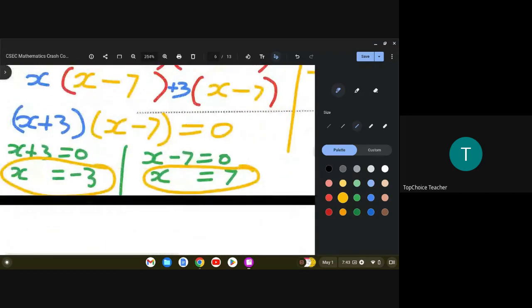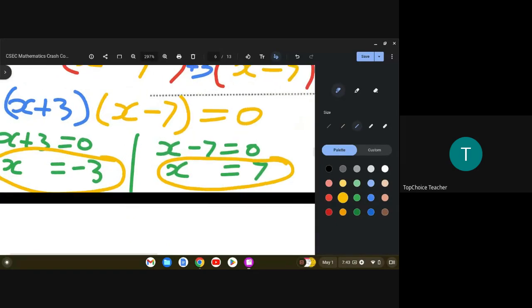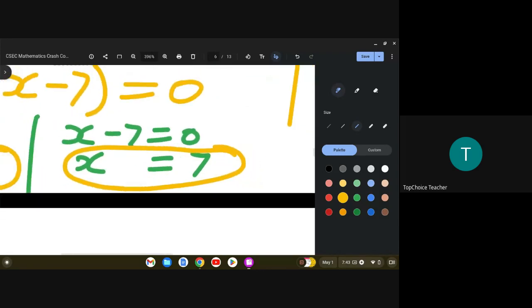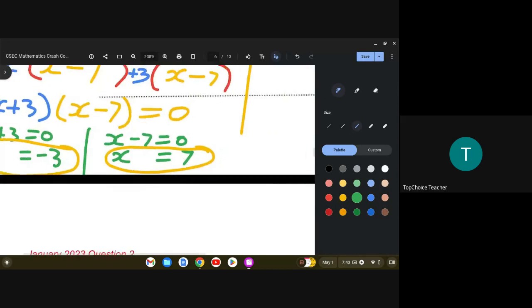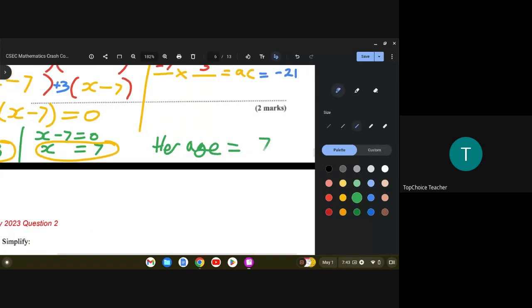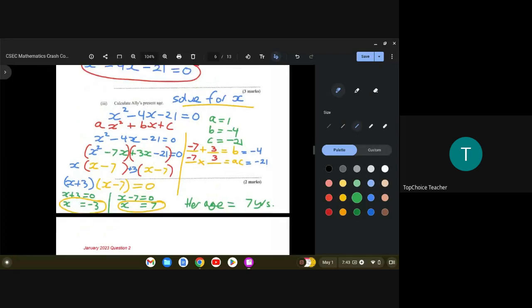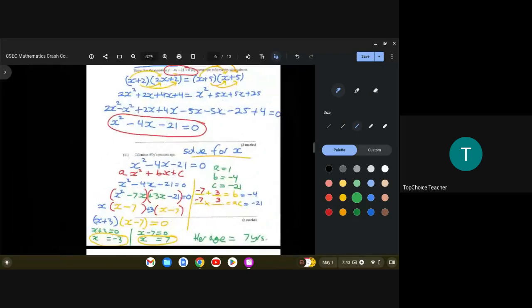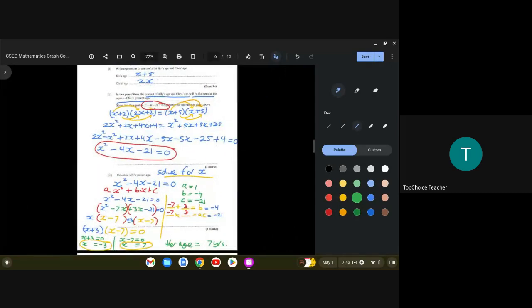This is where you need to think logically now. Is it possible for she to be negative 3 years old? No, it's not possible. So her actual age is going to be which one of these answers? 7. So her age equals 7 years.